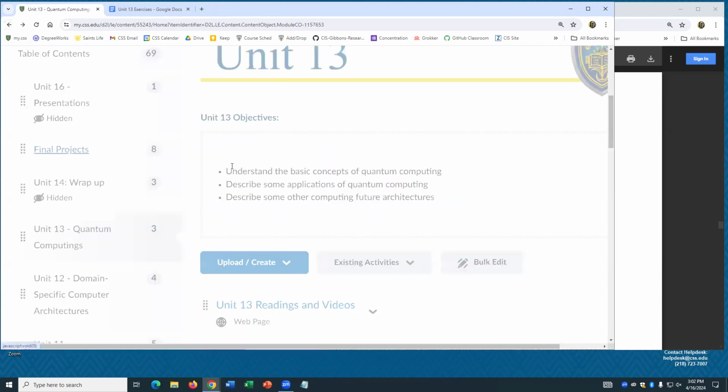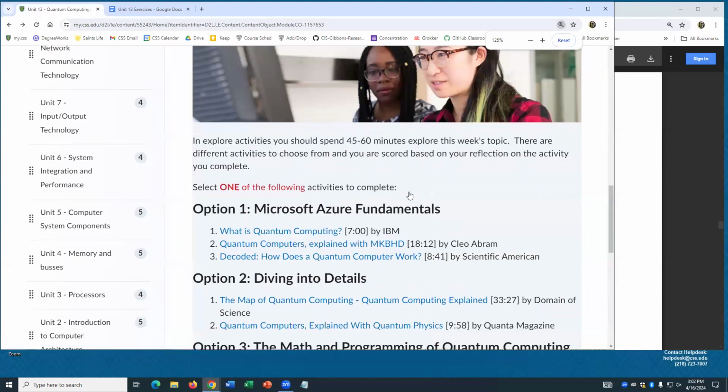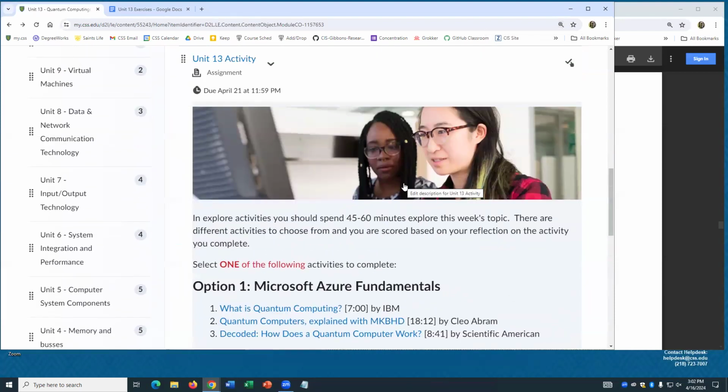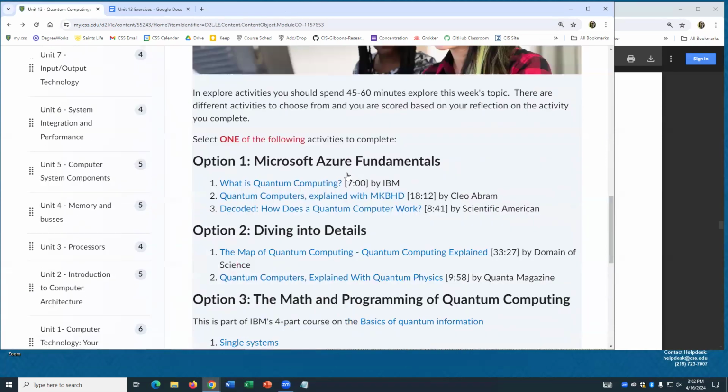Okay, you're thinking, boy, Tom did a really bad job of explaining quantum computers. I wish there was something I could do to learn about this that didn't involve Tom trying to explain it to us. So, the Unit 13 activity.